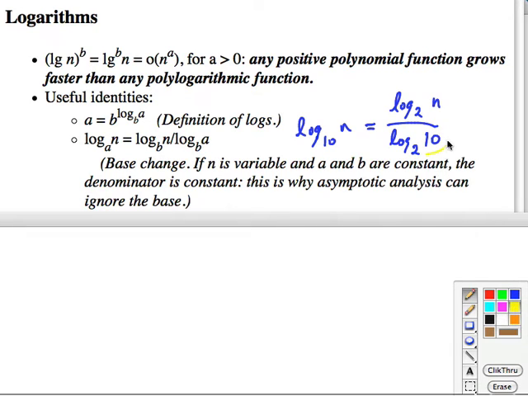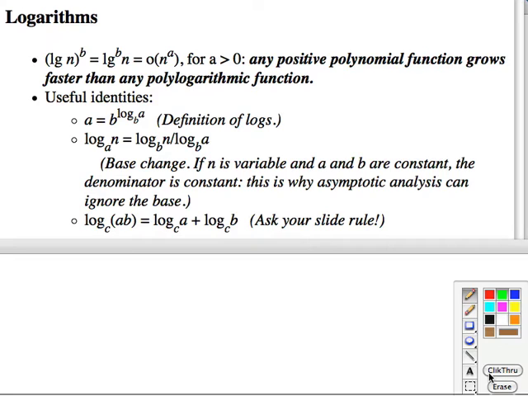Now notice that this is a constant. So the difference in growth rate between logs is just the difference of a constant. In particular here, 1 over log base 2 of 10 will be the only difference in growth rate. And being a constant, that doesn't grow. So that's why we generally treat all logs as being in the same category, although, of course, there is a difference between log base 10, log base 2, log base d. But from an asymptotic point of view, they're all in the same category.